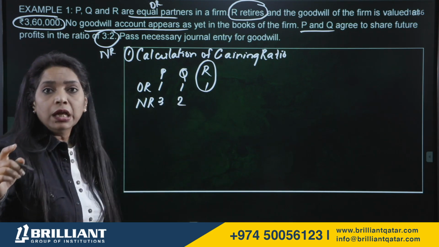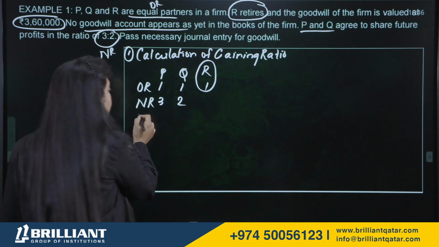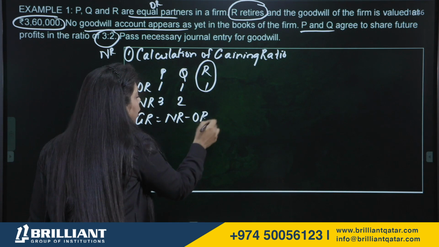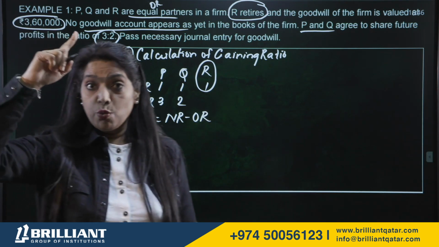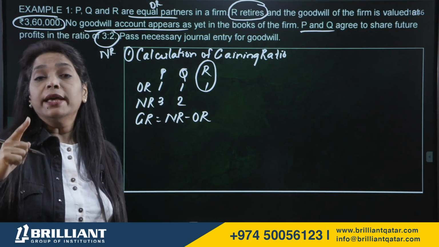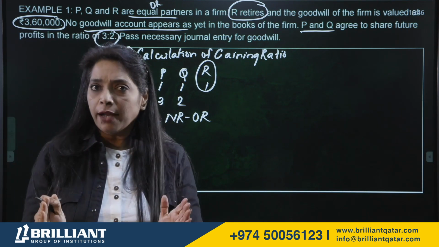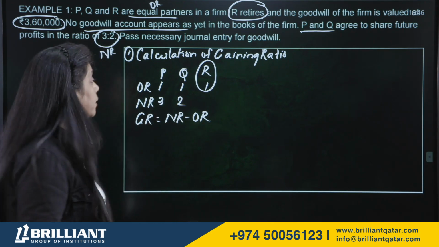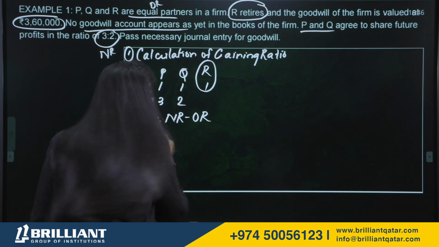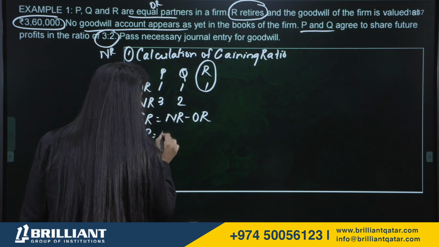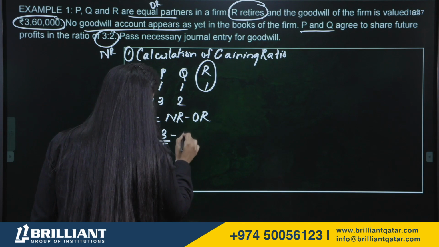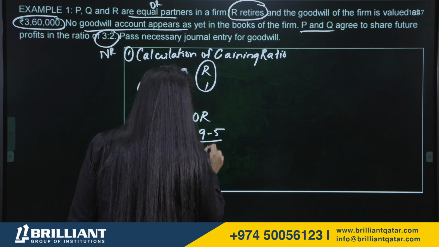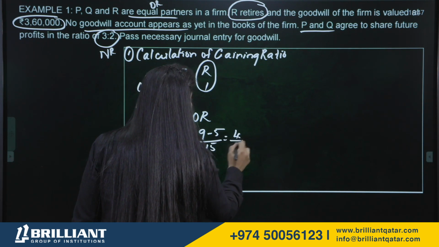We already learned that the formula for gaining ratio is new ratio minus the old ratio. This is what we learned in section 1 in the earlier class, where I explained to you in detail how to calculate the new profit sharing ratio and the gaining ratio. So the gaining ratio is new ratio minus the old ratio. In that case, for P, it's going to be 3/5 minus 1/3, which is equal to 9 minus 5 divided by 15, which is equal to 4/15.